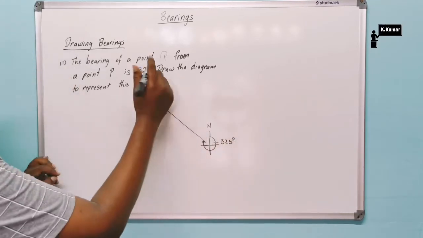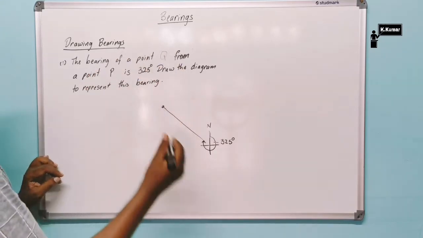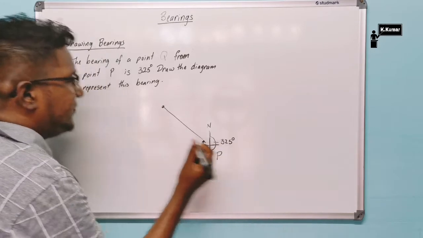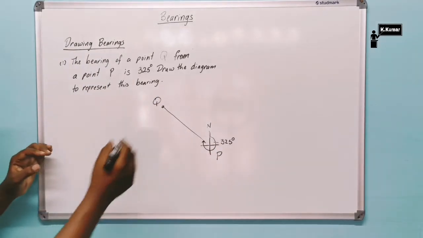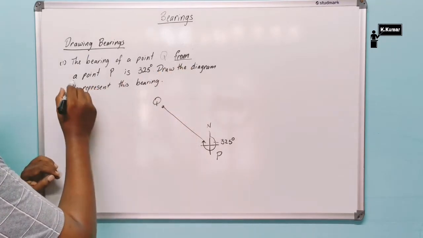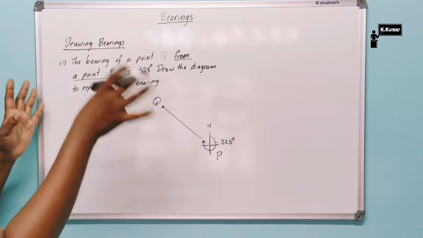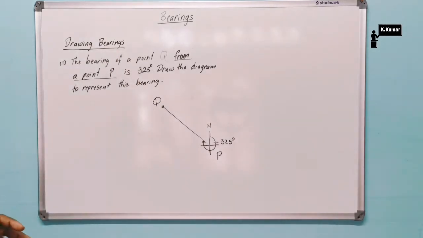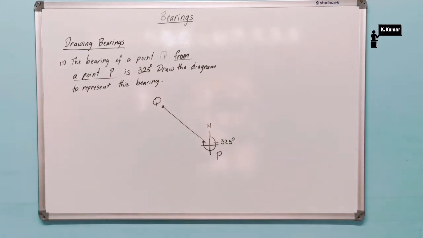325 degrees, and it is going from a point P, so this is the point P, to a point Q. So this is how you draw. Remember, you have to look at the from point. So it's moving from P to Q. And this is how you draw bearings to represent the question that was given.